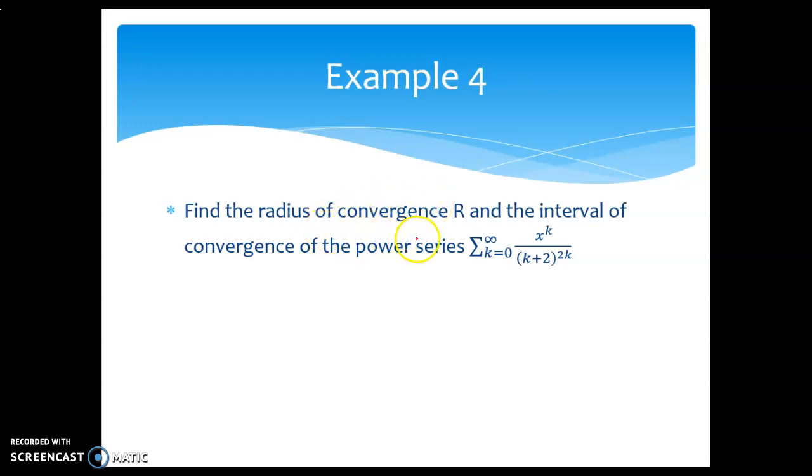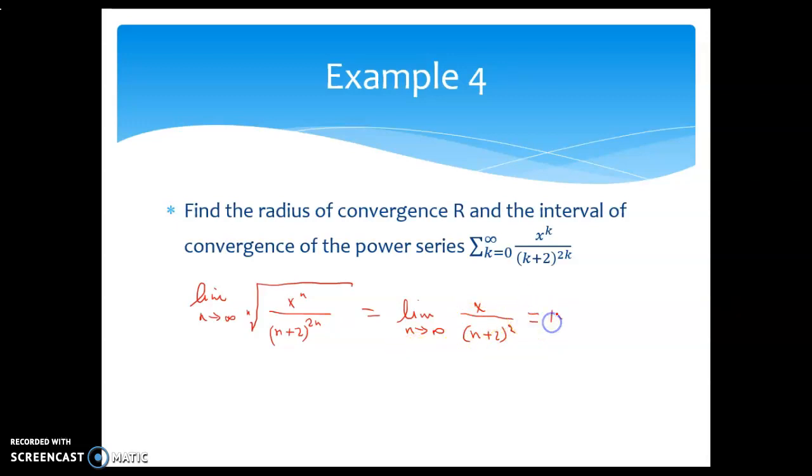So we want to find the radius of convergence and the interval of convergence for this power series. We are going to use at this point the so-called root test. So limit as n goes to infinity, the root theorem. We are going to take the nth root of this. So here x raised to the power of n over n plus 2 raised to the power of 2n. Then we have the limit as n goes to infinity of x over n plus 2 raised to the power of 2.